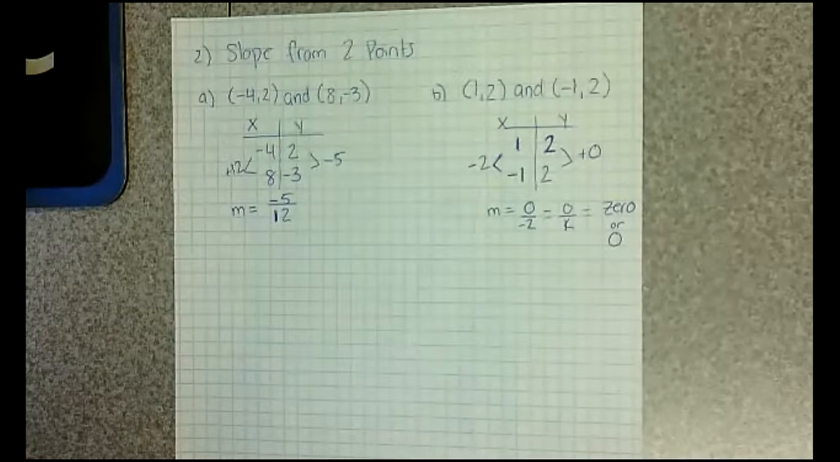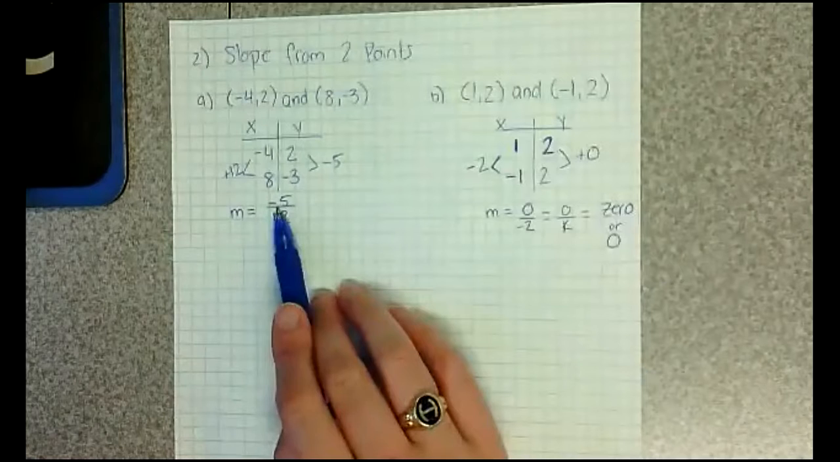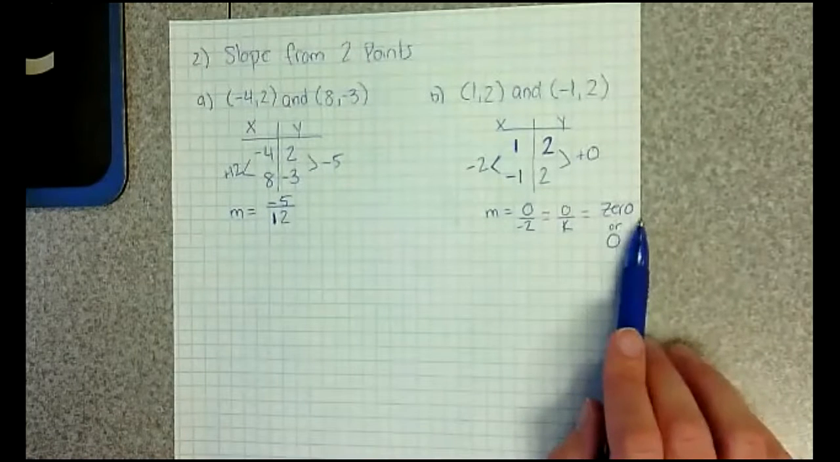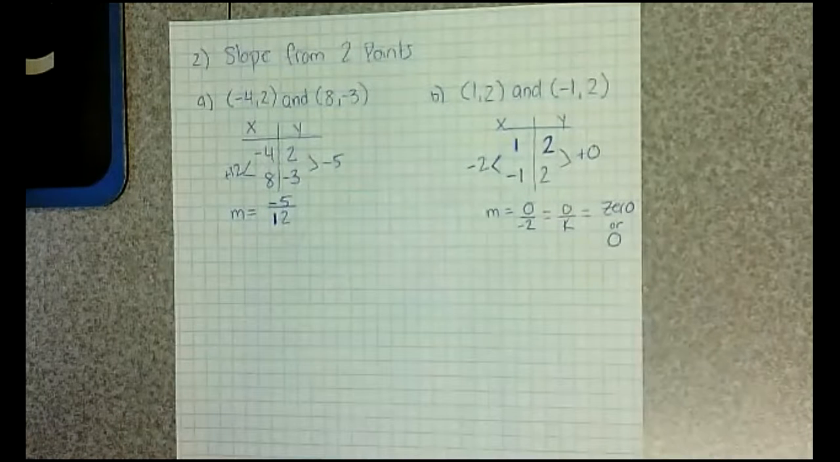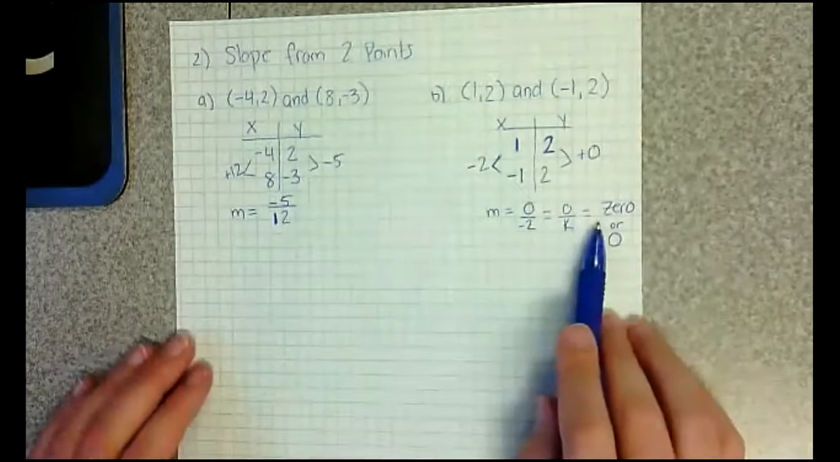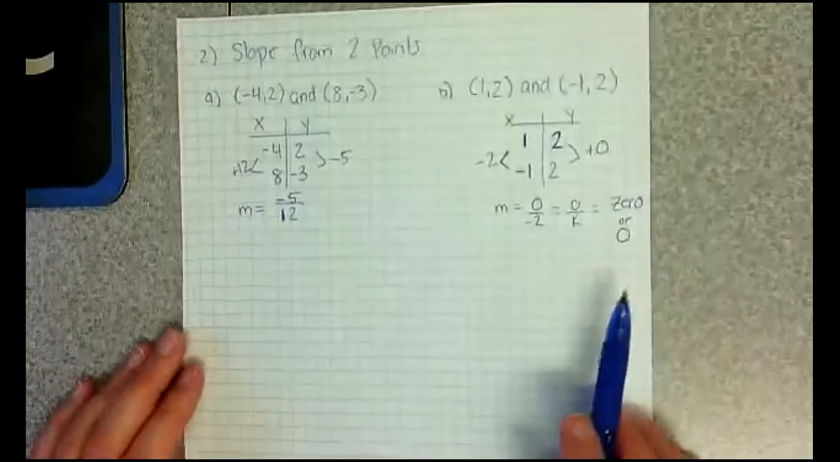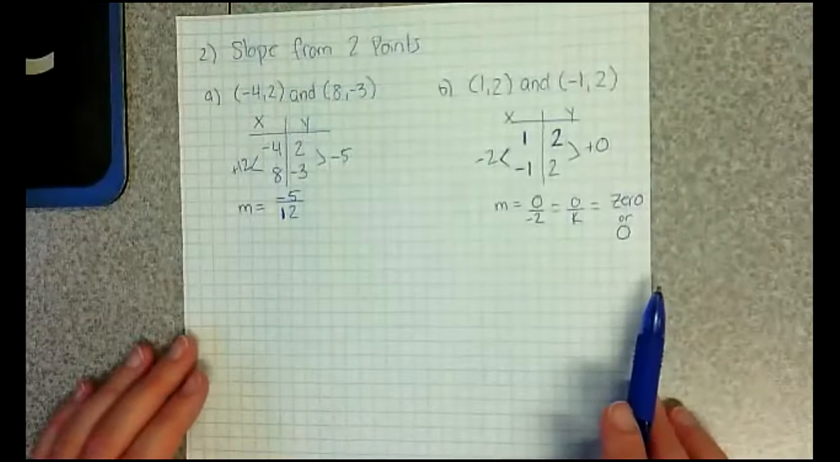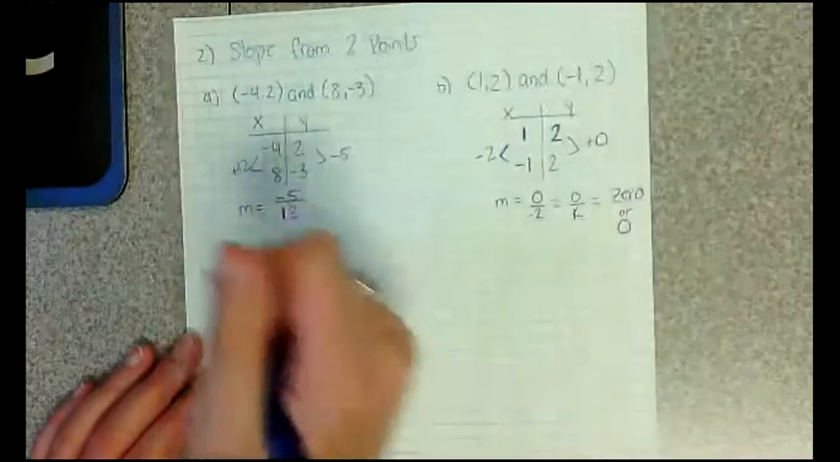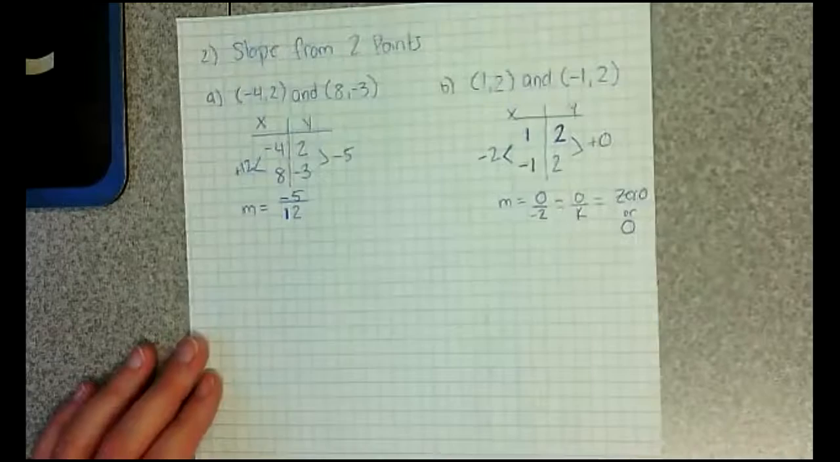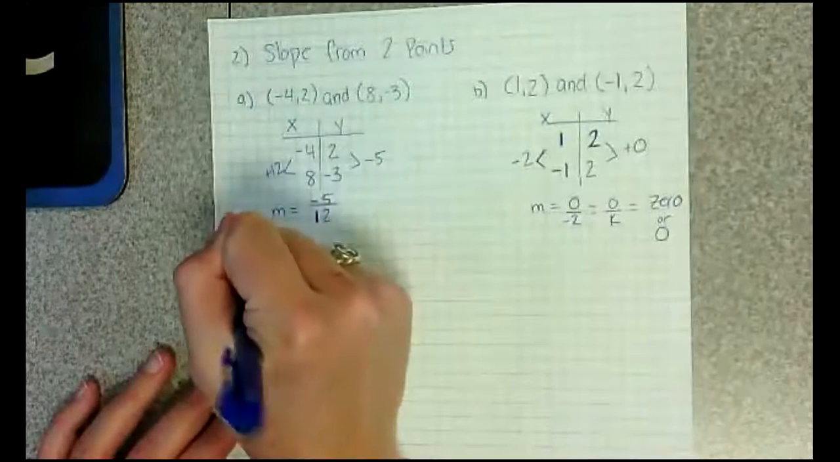So our 4 different types of slope: we could have positive, negative, 0, or undefined. Those would be the 4. You are going to see 0 and undefined on your homework tonight, so make sure you're keeping track of those. I want you guys to try the next one. I think you can handle it.